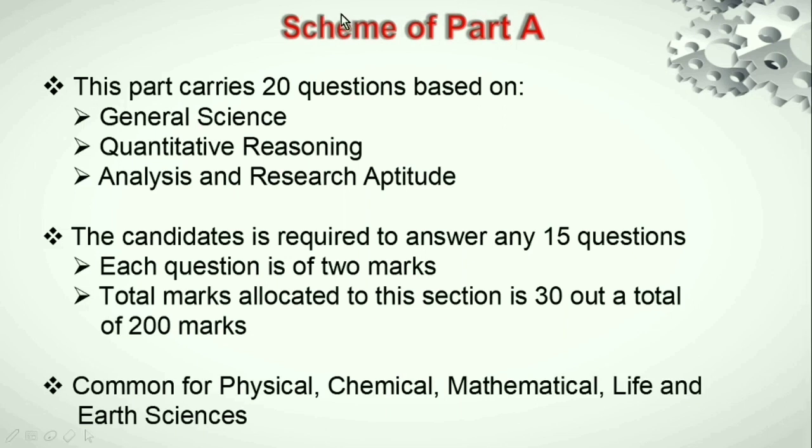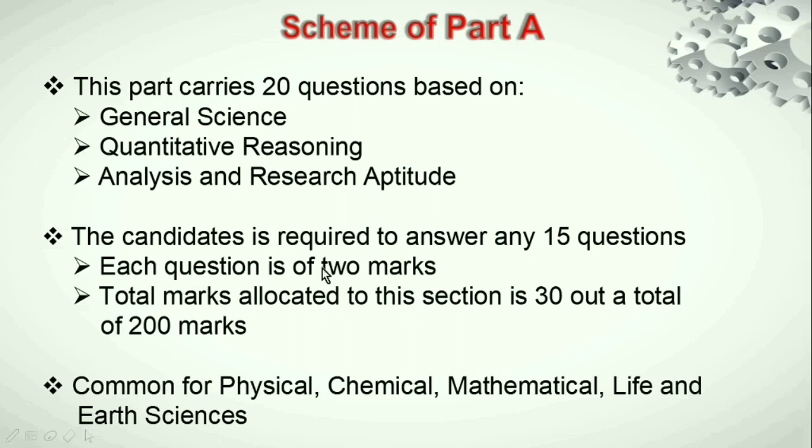This is the scheme of part A. Basically, the question paper has three sections: part A, part B and part C. In part A, we are having 20 questions which are based on general science, quantitative reasoning, analysis and research aptitude, and each candidate is required to answer any 15 questions out of these 20 questions.